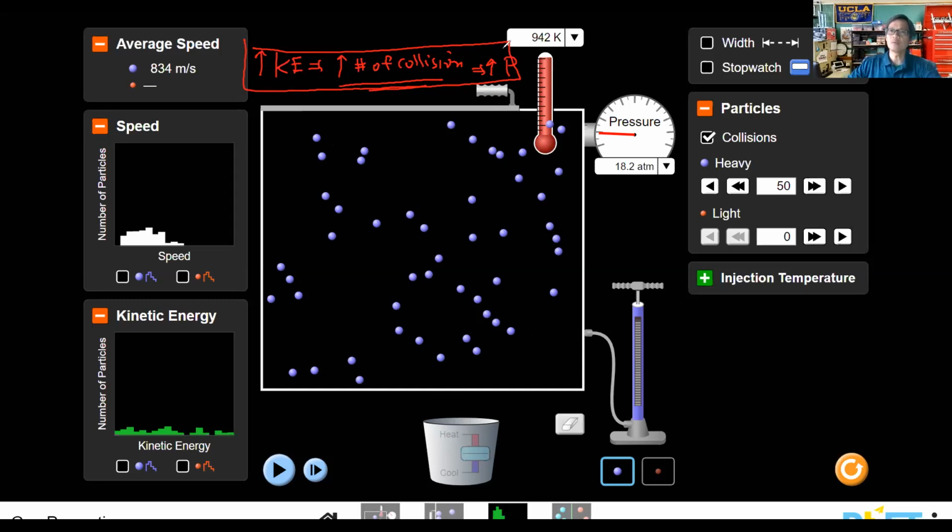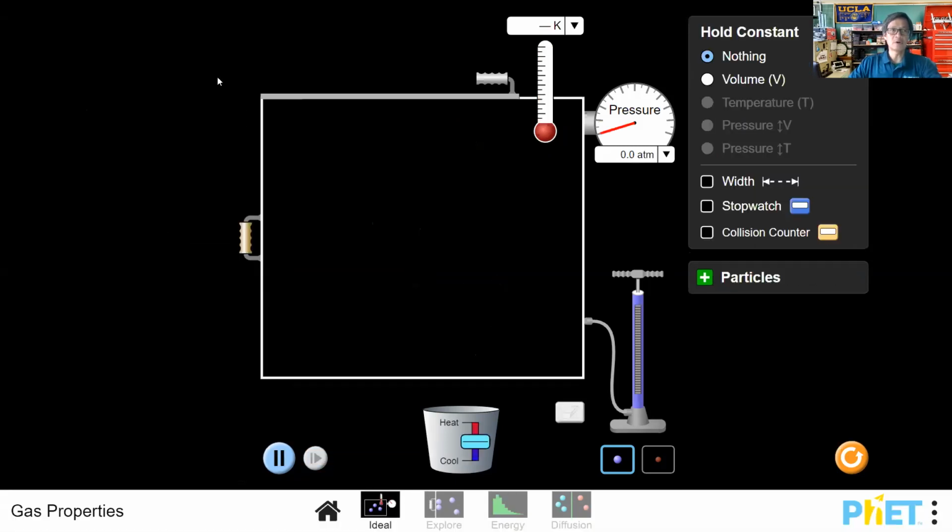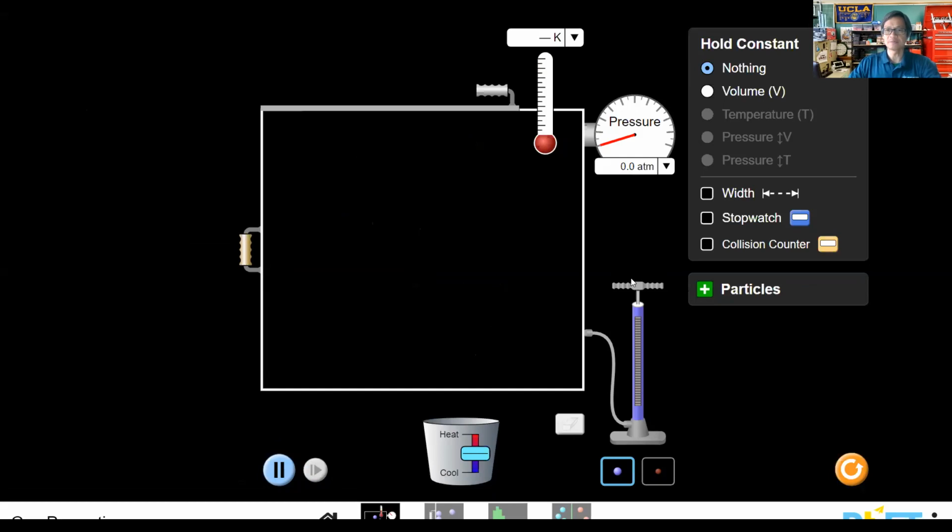And that's what I want to draw your attention to, because that's what we'll be focusing on as we talk about these gas laws. With these gas laws, we're going to be examining the relationship, or what some of the factors are that will affect the pressure. So I'm going to go back to the ideal gas here, and we're going to use this to talk about what factors affect the gas pressure.